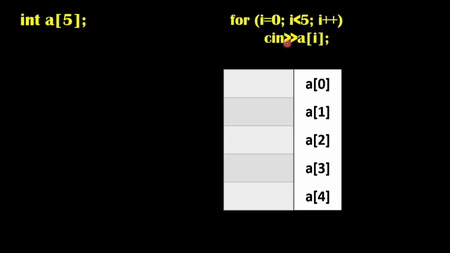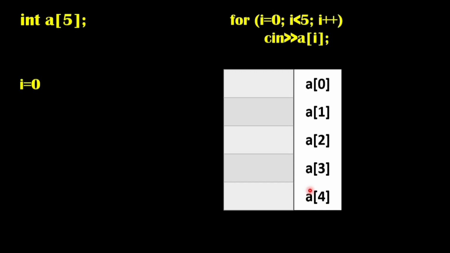Inside the for loop I have written the statement cin of a of I. So a of I will move from a of 0, a of 1, a of 2, a of 3 and a of 4. So we can enter an element to be placed at the position of a of 0, then a of 1, a of 2, a of 3 and a of 4.